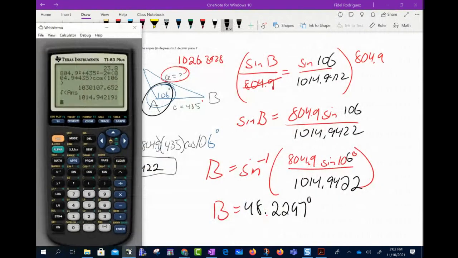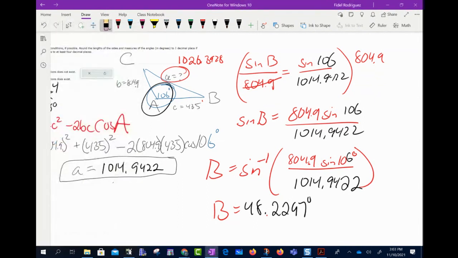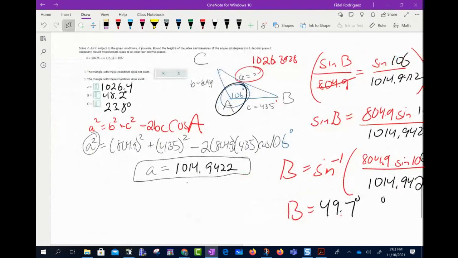Okay, so let's try that part right there. Let's move this over. We're going to go second, sine inverse of 804.9 times the sine of 106, divided by 1014.9422, equals. Look what I'm coming up with now: 49.699. I think we were going to one decimal place, so I'd say 49.7. Let's change this to 49.7 degrees.